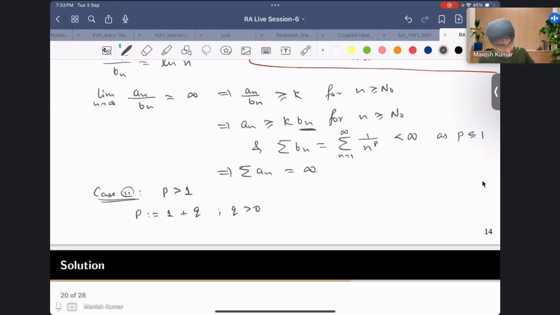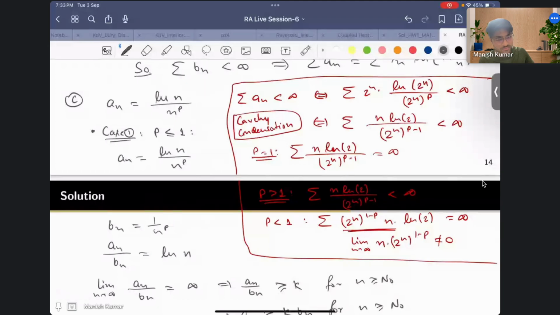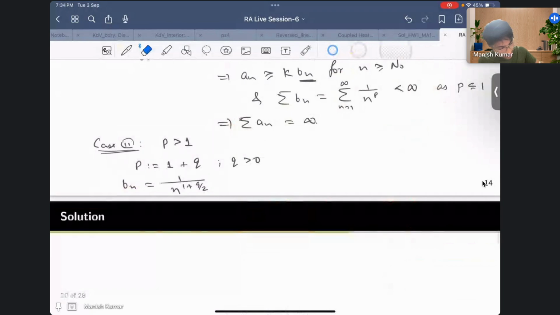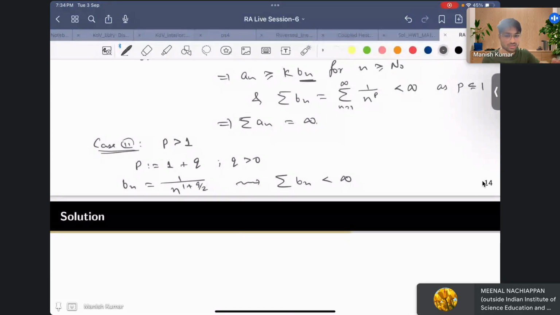Now I'll choose my bn as 1 by n raised to the power 1 plus q by 2. Why I'm doing this is going to be clear when I write an upon bn, because I have to calculate the limit of an upon bn. From here you can clearly see that this summation bn is finite, because the power is greater than 1, so this summation bn is going to be finite, that is for sure. Now let us try to see the limit.